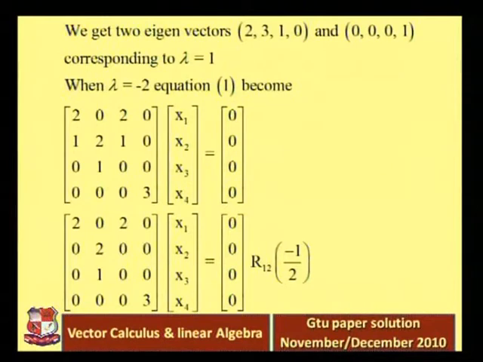Now we get two eigenvectors, 2 3 1 0 and 0 0 0 1, corresponding to lambda is equal to 1.